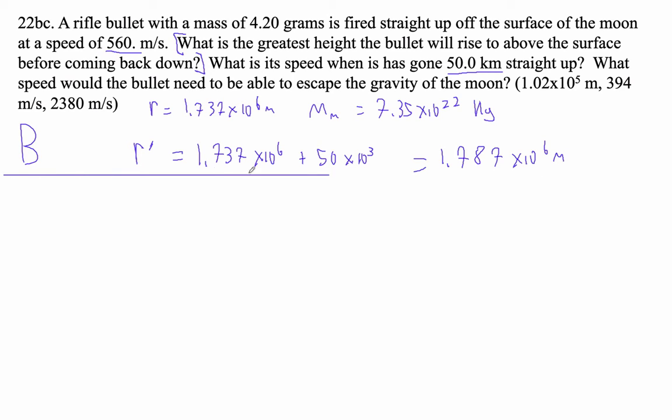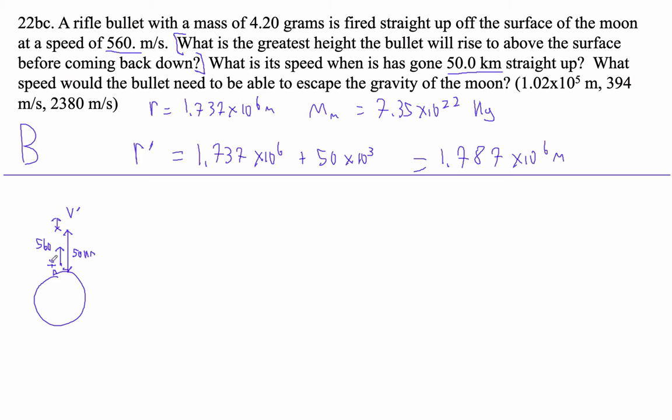So now what we're going to do is we've got this bullet. Here we are on the moon, not to scale. And we fire it up, and at first it's going 560. But when it's 50 kilometers above the surface, what's its velocity now? Here it's going 560. What's the new velocity?